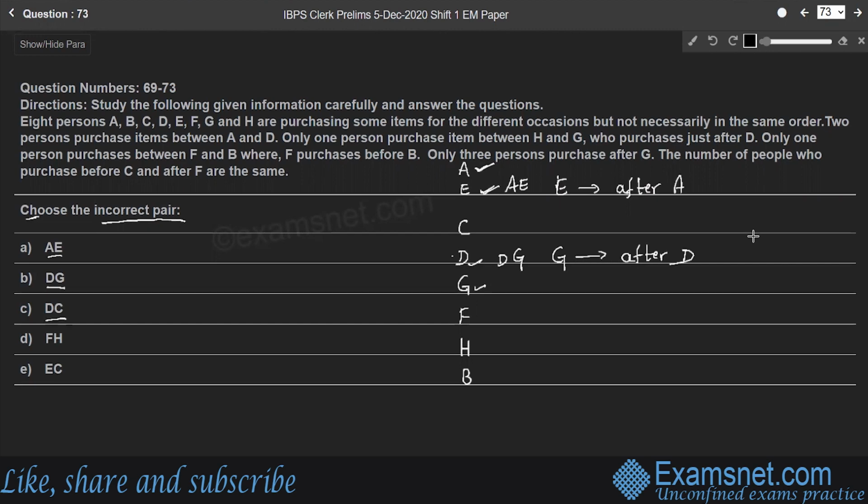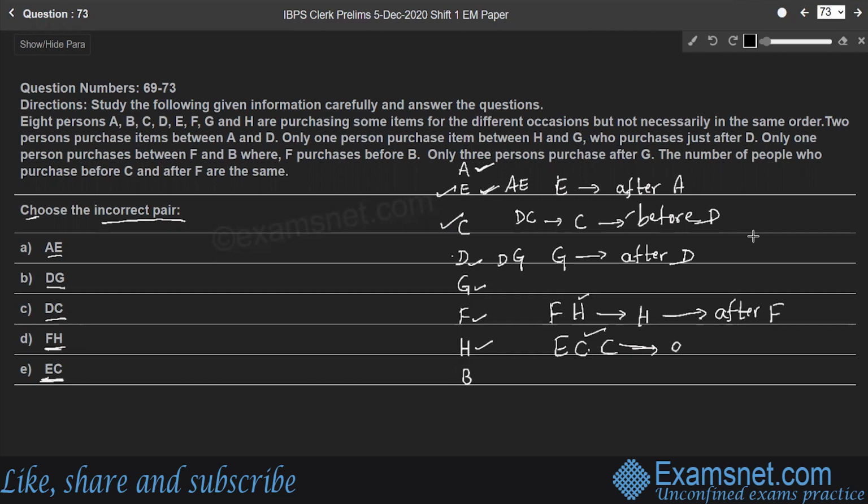Whereas the third pair is DC. In this DC pair, C purchases before D. The fourth pair is FH. Here the second person, that is H, purchases immediately after F. Then option E, the EC pair, the second and third persons, where C purchases after E.